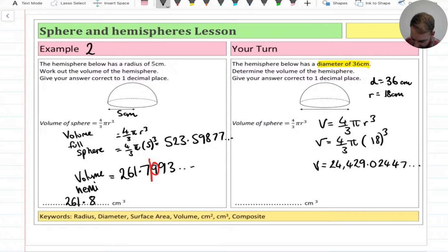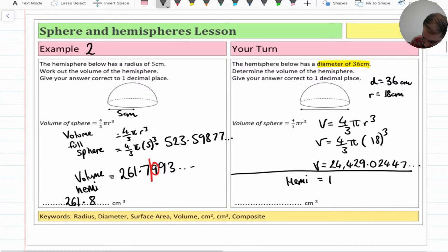So there's our answer to that. Don't forget we need to find out the volume of the hemisphere, which is really important. So my hemisphere is going to be this divided by 2, which is equal to, most of you got that anyway, 12,214.5 centimetres cubed. Nice and straightforward. Brilliant. Super.